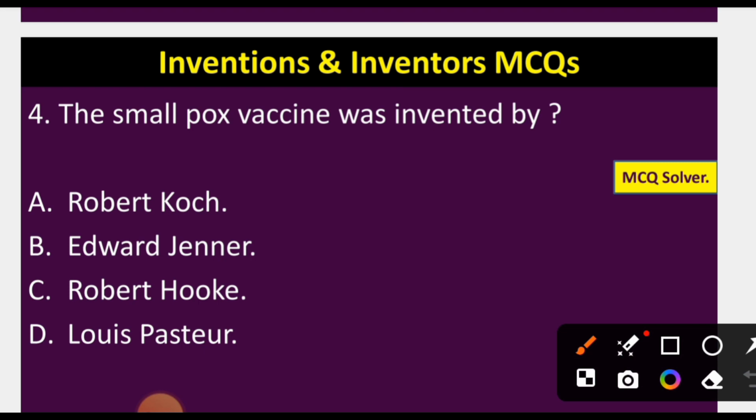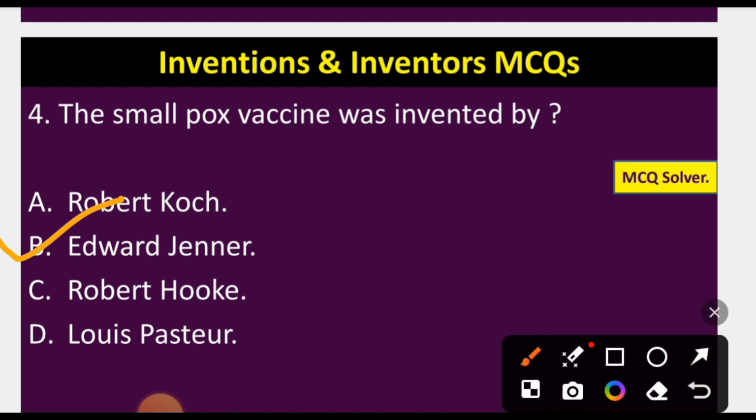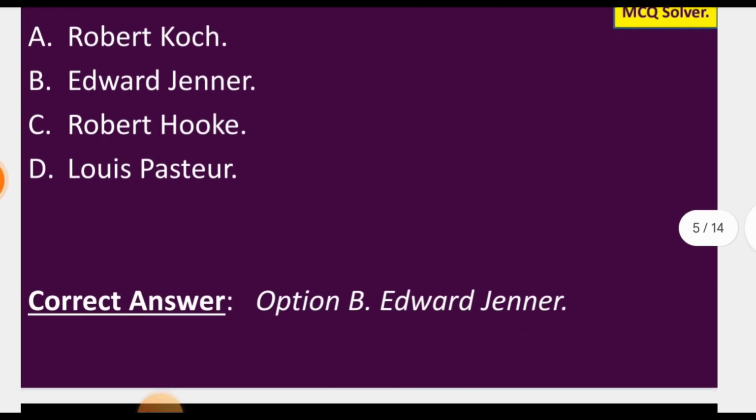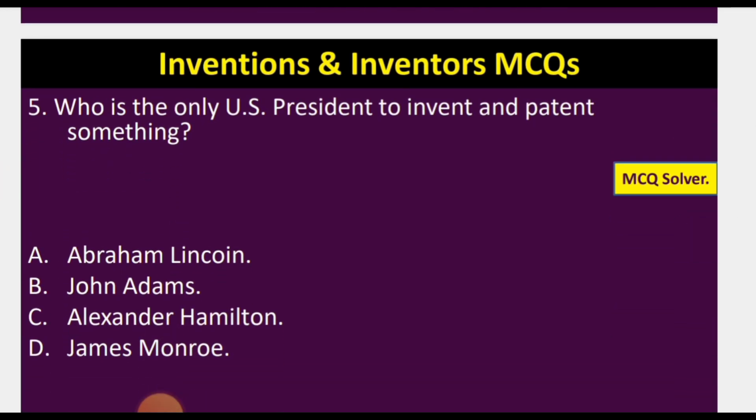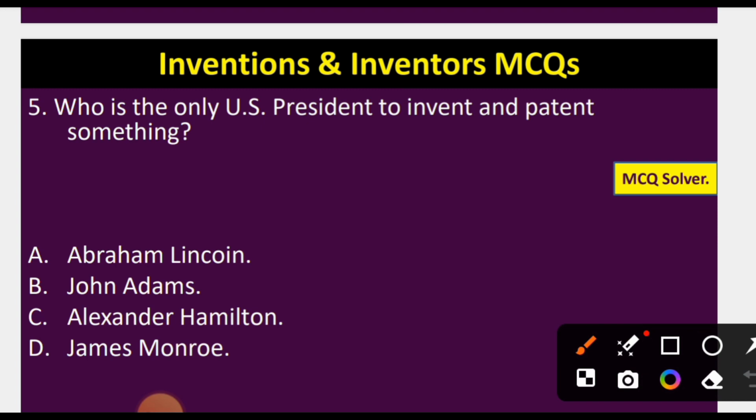Now the vaccine for smallpox was invented by, correct option is option B, that is Edward Jenner. So he was the person who first invented the smallpox vaccine. So B is the correct option. Now let's move to question number 5. Who is the only US president to invent and patent something? The correct option is option A, that is Abraham Lincoln.